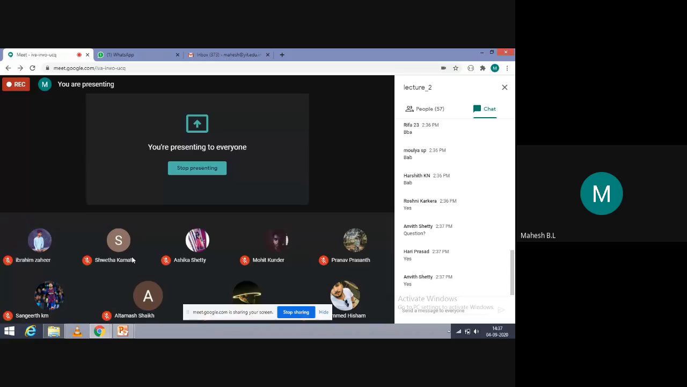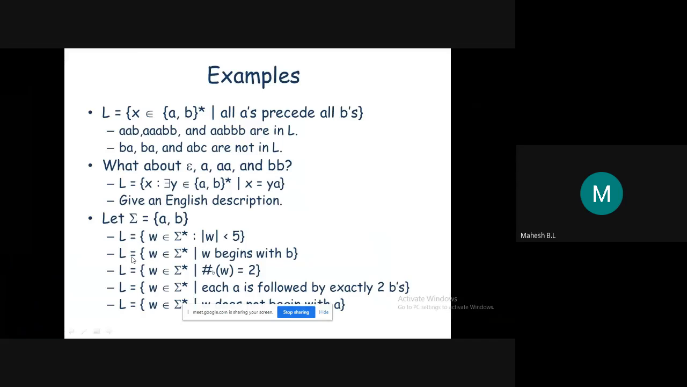Yes. All are saying yes. But the answer is no. Why? Because what is the condition? W begins with B. If you say epsilon belongs to L, epsilon means empty string. How can epsilon begin with B? According to the condition here for the second language, every string must begin with B. Then only it belongs to L.